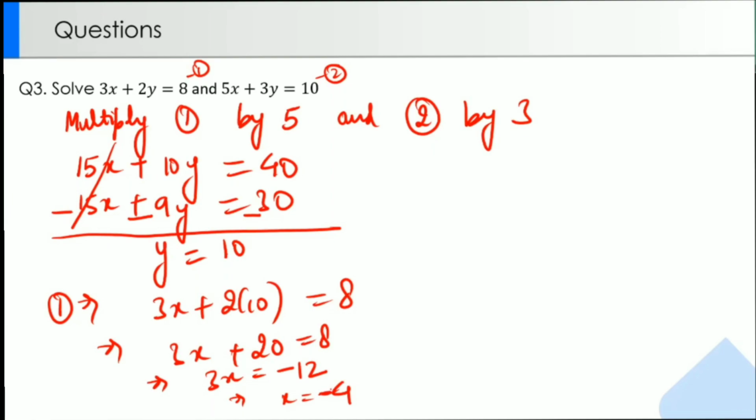So this was all about elimination method. Elimination method is easier as compared to substitution method and it takes less time. So you should prefer elimination method over substitution method. Rest it's up to you.